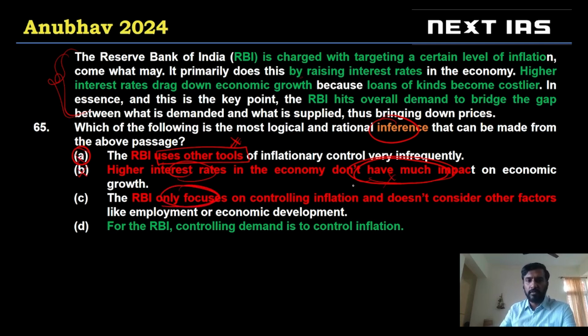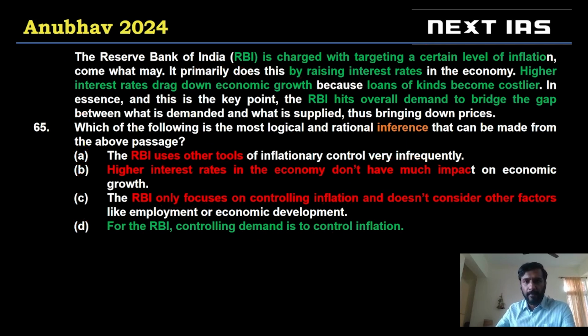RBI only focuses on inflation, doesn't consider other factors. This is not discussed in the passage, right? RBI is charged with targeting inflation. It primarily does this, right? So it doesn't mean that other factors are not considered at all. Option C is invalid. D, for the RBI, controlling demand is to control inflation. This comes from RBI hits overall demand to bridge the gap, right? So controlling demand, therefore, is to control inflation.